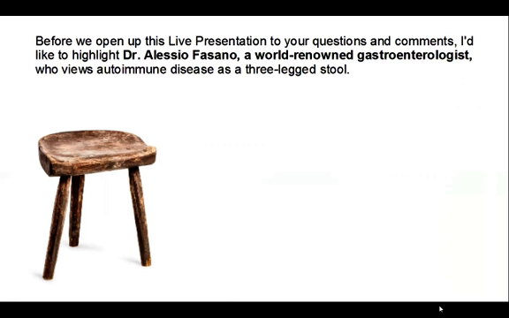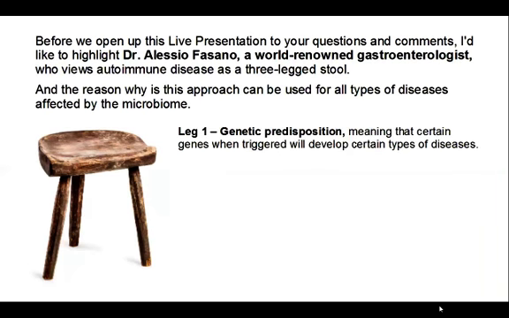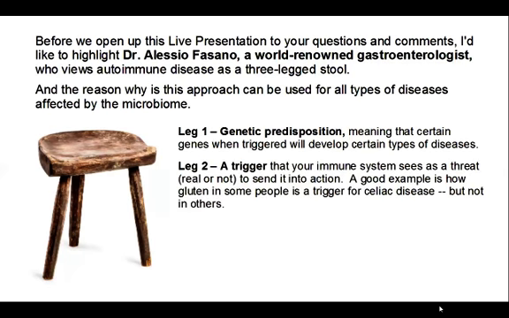gastroenterologist who views autoimmune disease as a three-legged stool. And the reason why this approach can be used for all types of diseases affected by the microbiome is because of this aspect of this three-legged stool. The first leg is what is called genetic predisposition, meaning that certain genes, when triggered, will develop certain types of diseases. Leg 2 is the trigger that your immune system sees as a threat, whether that threat is real or not, to send it into action.